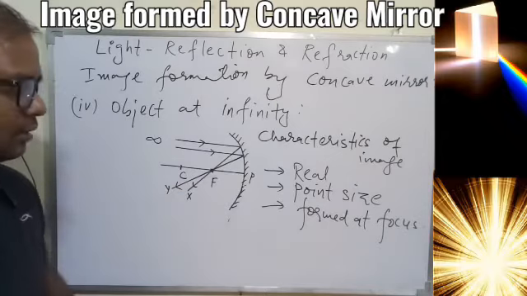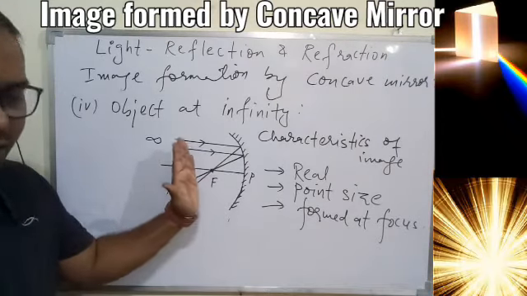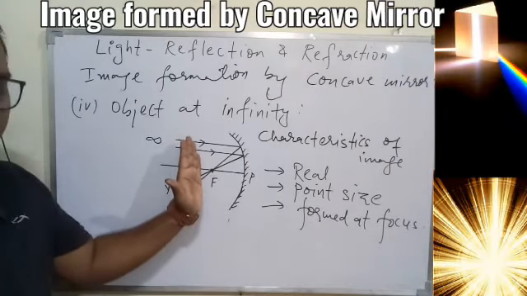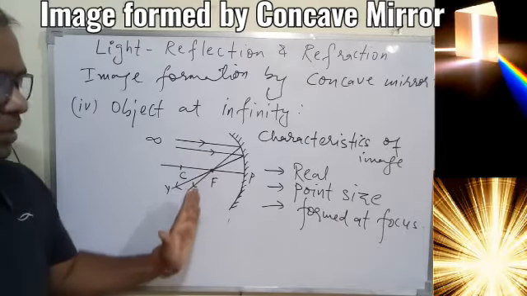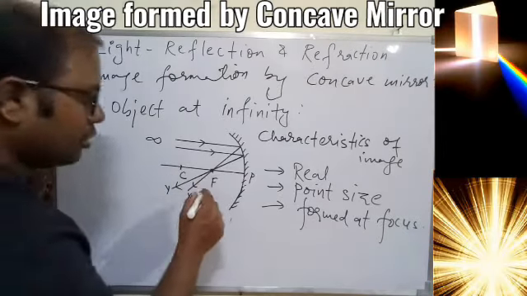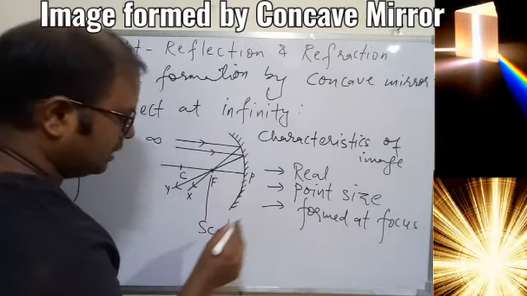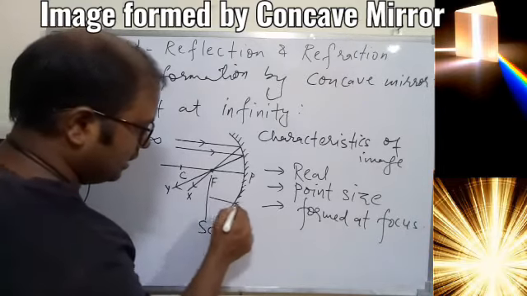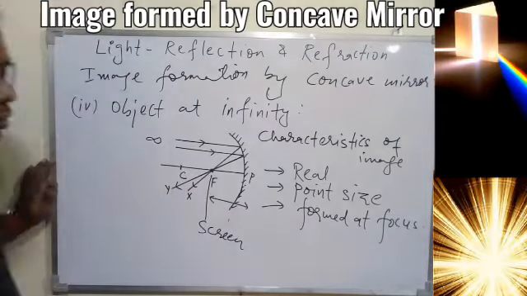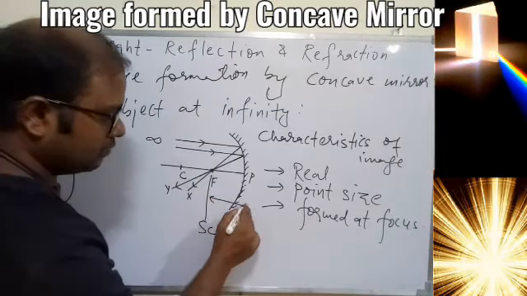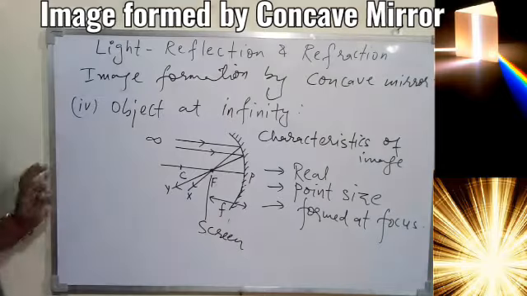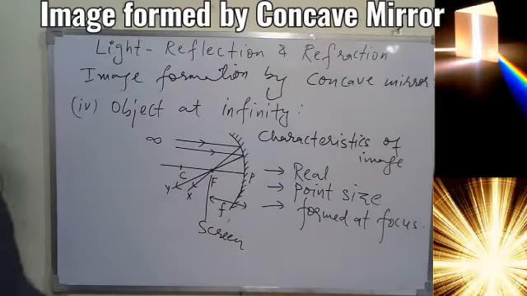That will be real, and real means if you place a paper or any screen in front of the mirror at the focus, you will get a sharp image of the object. So if I place the screen here, the distance between the screen and the pole is nothing but the focal length. This will help us in the experiment also.